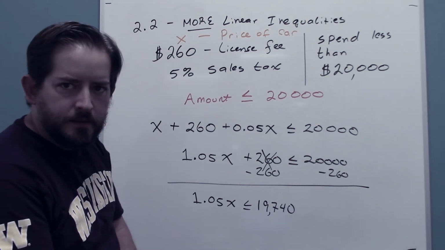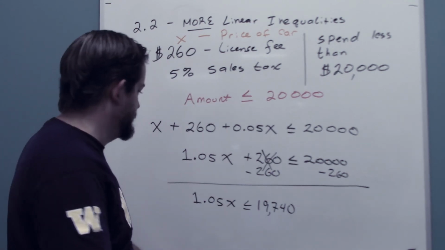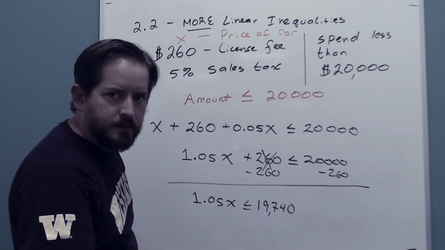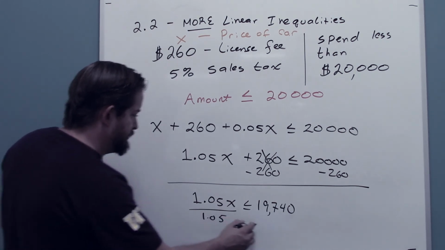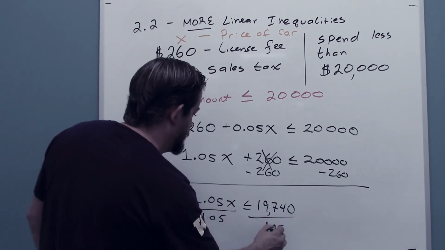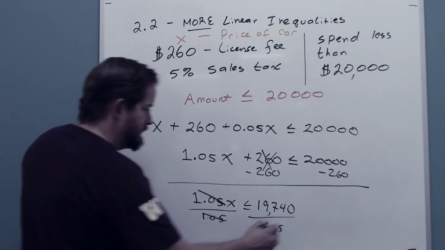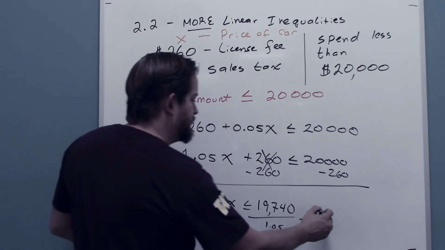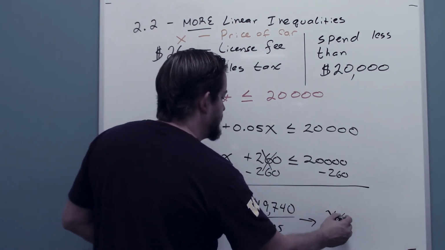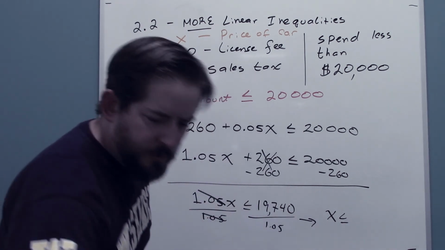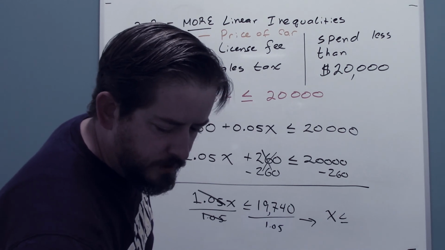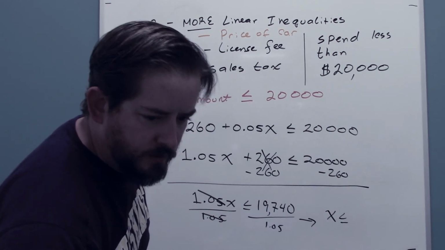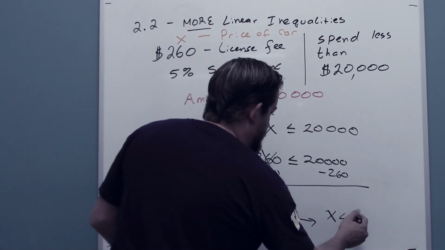And I'm going to move this up a little bit. Well, let's run with it. Divide each side by 1.05. I'll just put my result over here. x is then less than or equal to, that's not happening in my head, 19,740 divided by 1.05, it's 18,800.